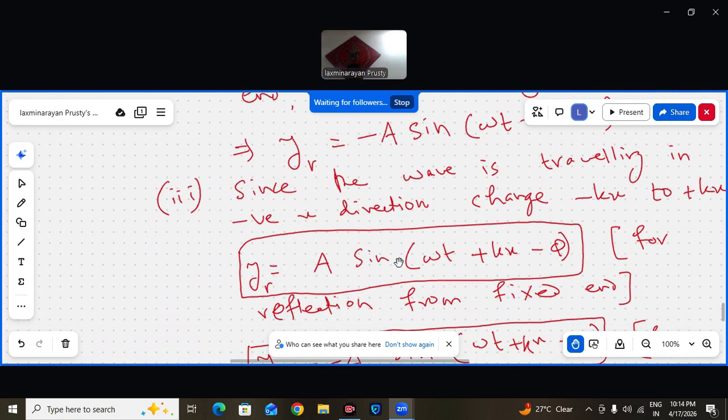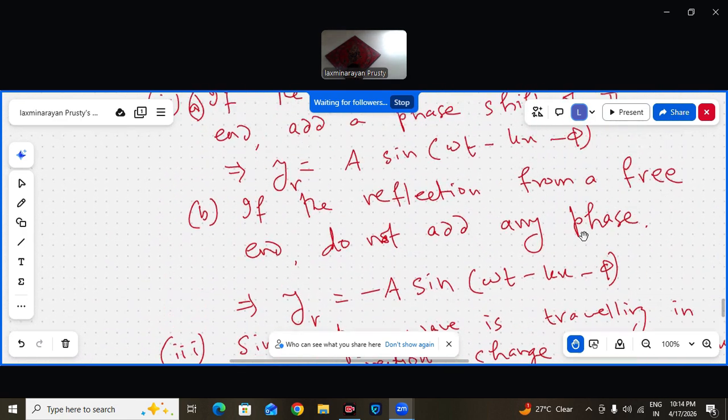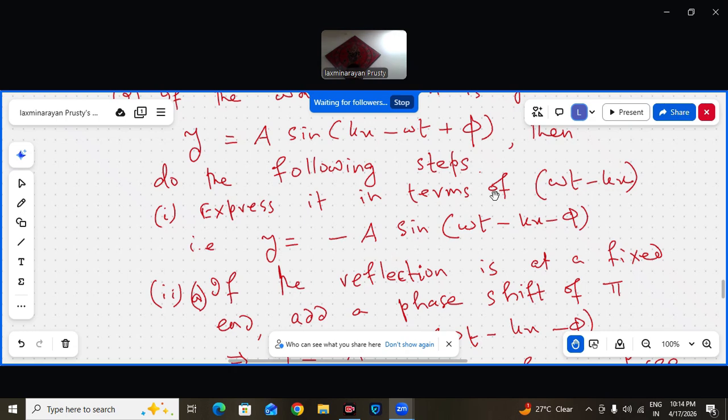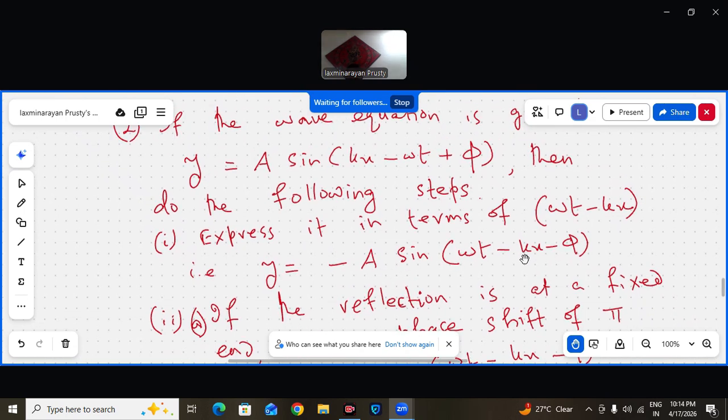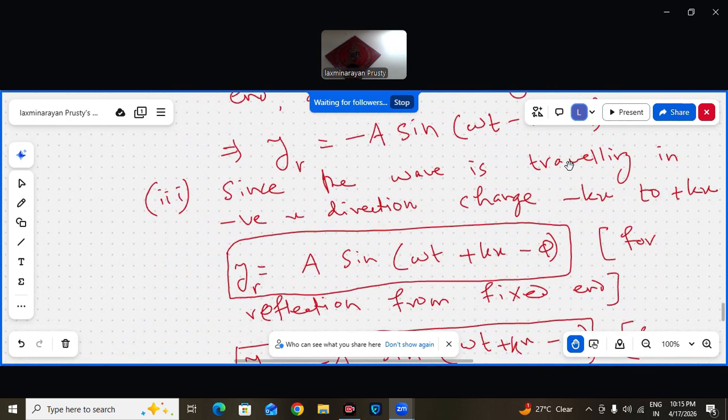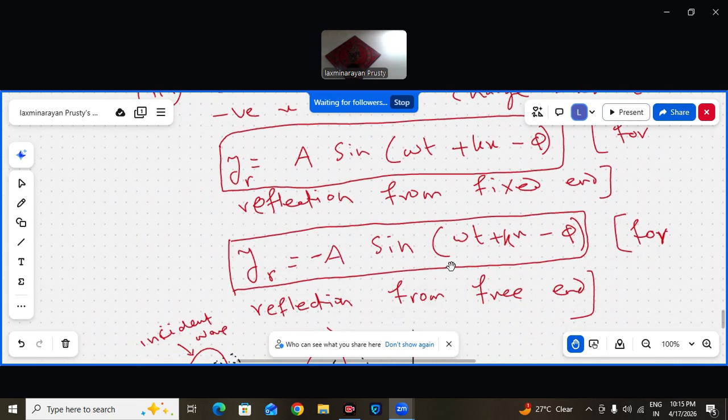So the equation becomes this for a fixed end. But for a free end, no extra phase is given. Say minus 1, A will be retained. In terms of omega t minus kx, it is already minus, so no further minus I have to give. It is a free end, so no further phase change. The minus remains, but this becomes plus. So minus A sine omega t plus kx minus phi. That is the free end: minus A sine omega t plus kx minus phi.